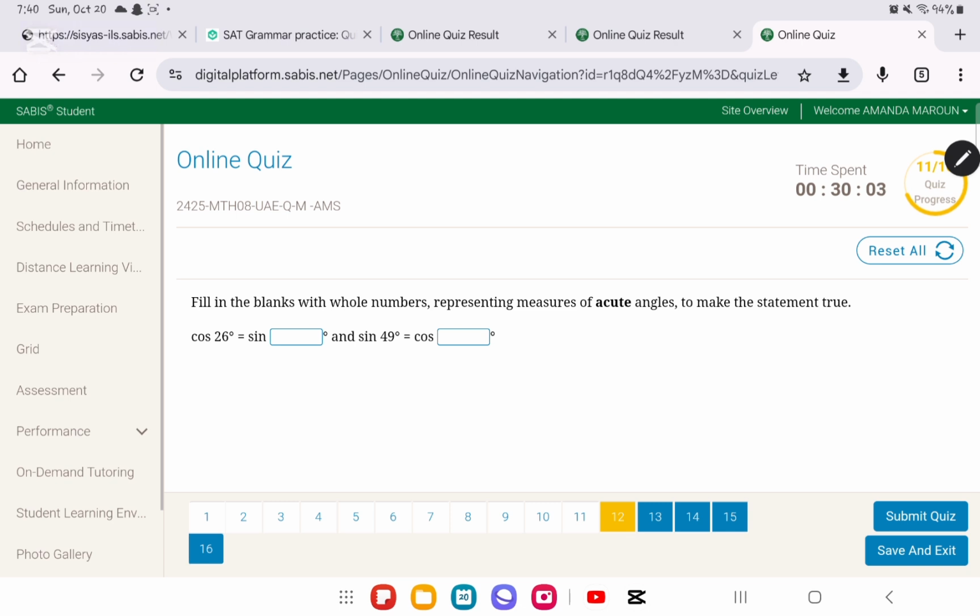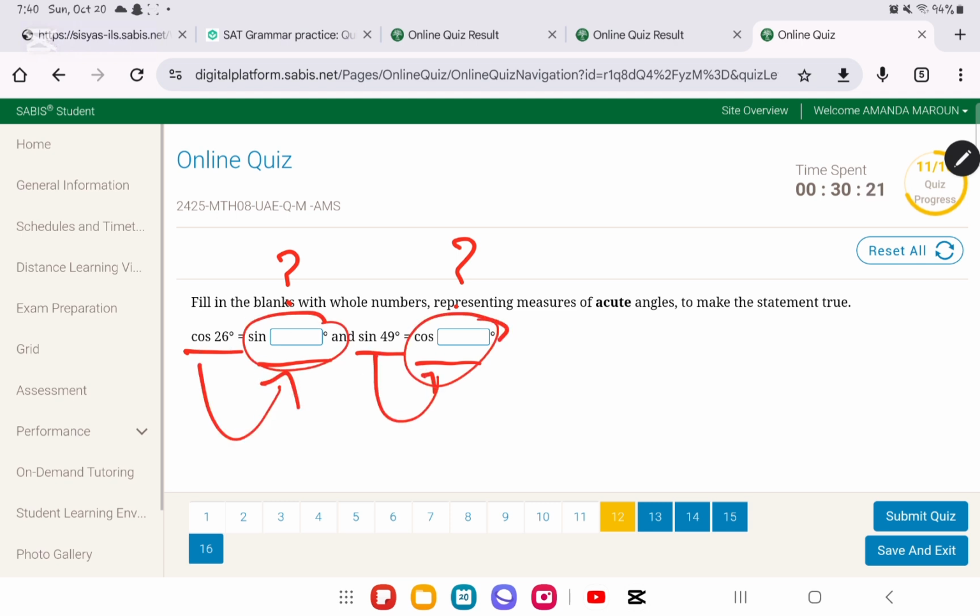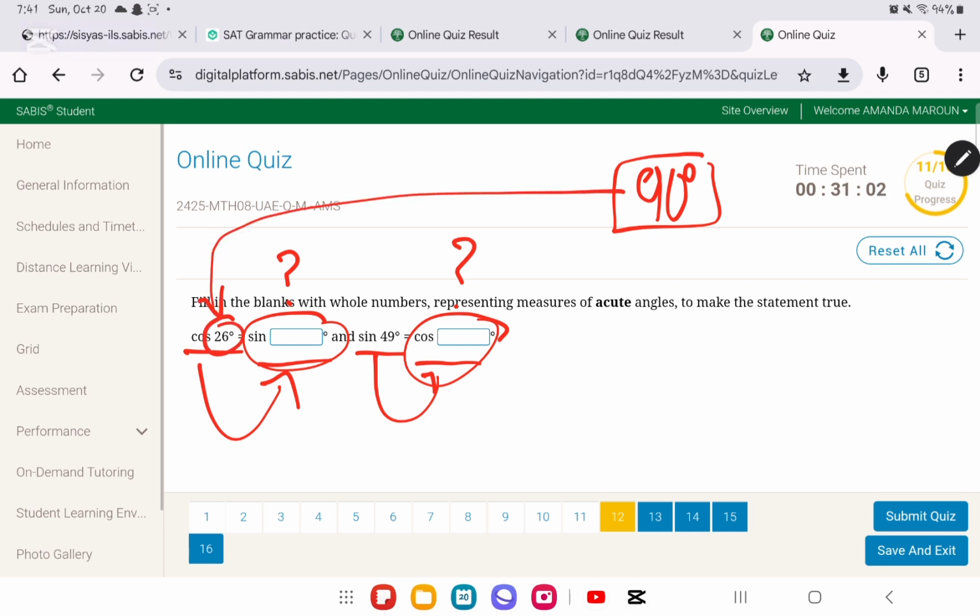Now, question number 12. Oh, this is very important. You have cosine 26, then you have sine degrees, and you have sine 49 and cosine degrees. We need to find the sine and the cosine, knowing that this is equal to this and this is equal to this. There is a really easy way to do this, because when we are talking of sine, cosine, tangent, there always has to be one angle that is 90 degrees. So if we are given one of the angles, then we definitely can find the other one.